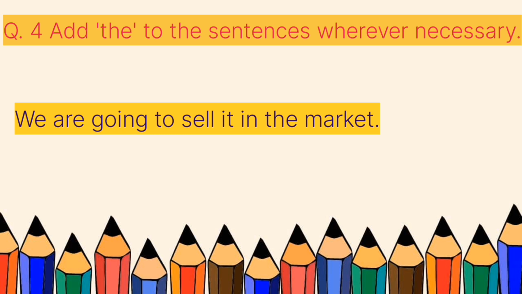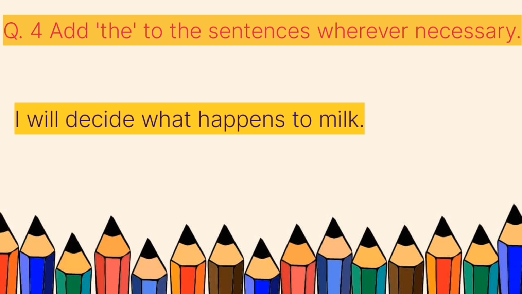Next example: I will decide what happens to milk. The answer is: I will decide what happens to the milk. The is necessary before milk. By using the, the speaker indicates that he is talking about a specific amount of milk. It means that both the speaker and listener understand which milk is being discussed. So, the definite article the is used before milk.